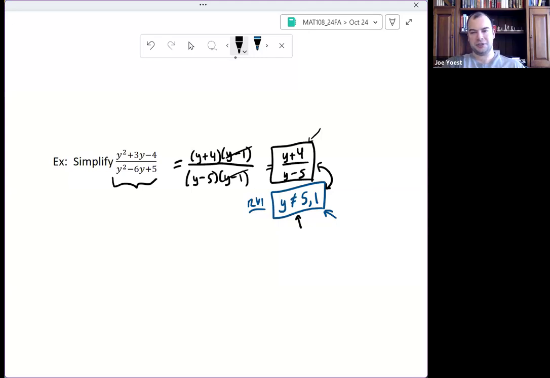Again, y not equal to 5 is still implied in this simplified form, but y not equal to 1, we lost the implication of that. We lost the apparent fact that y cannot be 1.